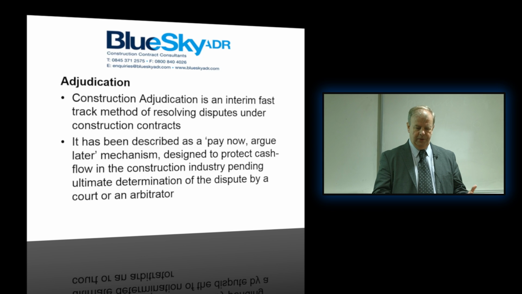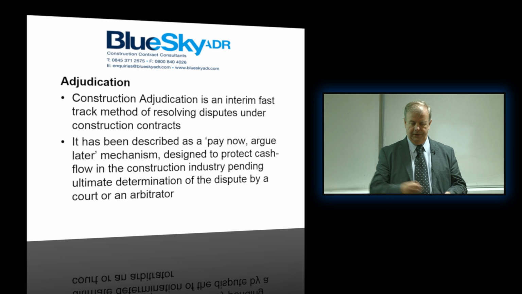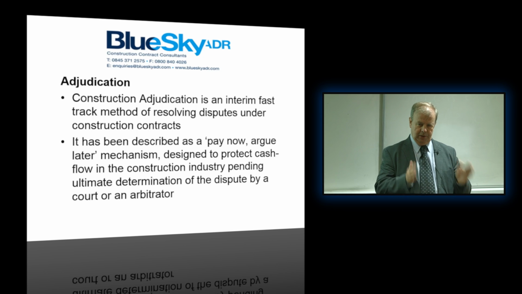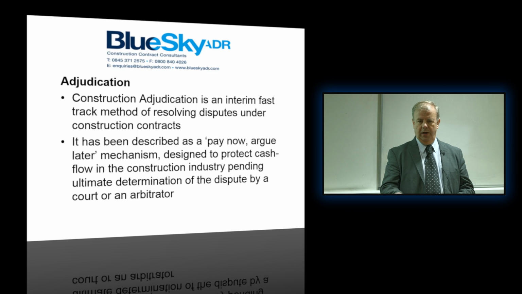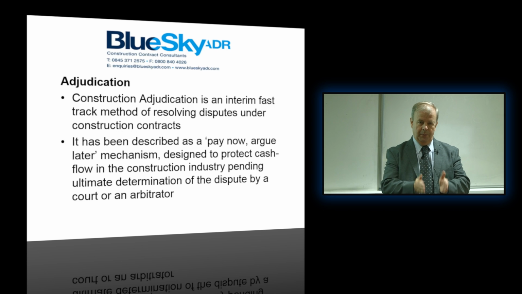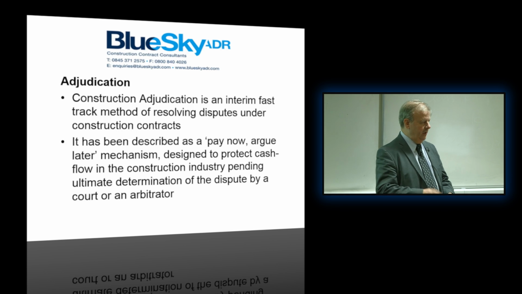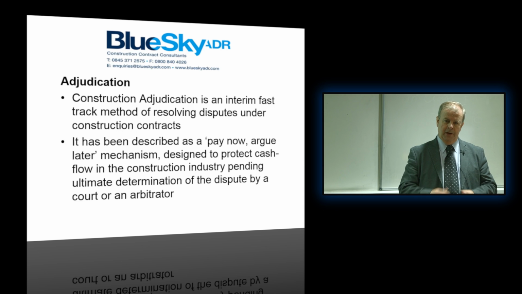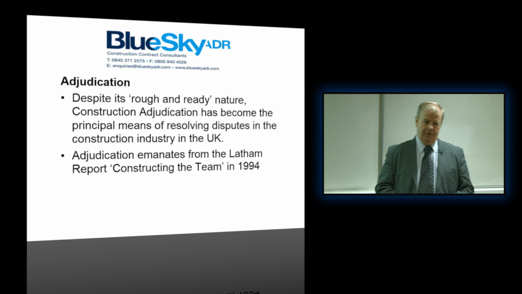When it first came into being, the idea was that you have a particular dispute on a particular contract, and rather than let this dispute fester all the way through to the end, you go to an adjudicator to decide it. It was an interim measure, and somebody would say, oh, I think I'm owed £50,000. The adjudicator would look at it, and say yes, I agree, it's £50,000, and the money then passes from one party to the other, but knowing that eventually the whole thing could go back to arbitration or court to be decided again. So it's an interim measure, pay now, argue later, a fast-track process, which we'll come on to in a moment. And because of that, it is often referred to as a rough and ready process.